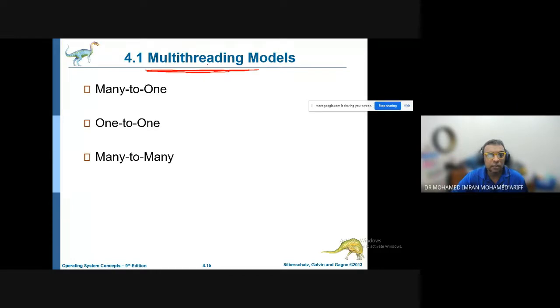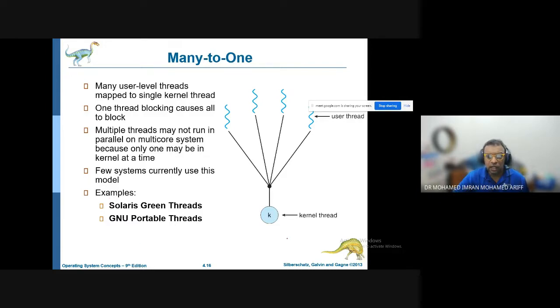Okay, so multiple thread meaning document 1, 2, 3, 4 and many more documents pointing to one process. Pointing to one process. This one is one to one, meaning one thread, one process. This one is many processes, many threads. So these are the kernel thread. Many user level threads map into single. Multiple threads may not run in parallel on multi-core because only one may be in the kernel at one given time.